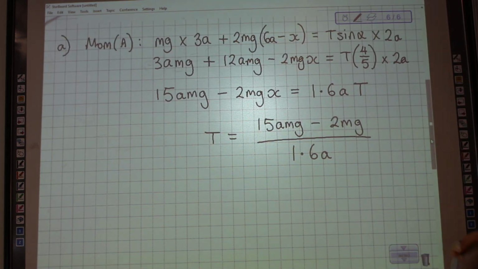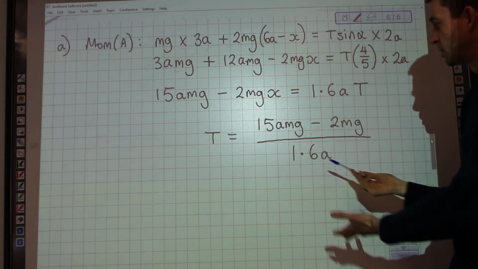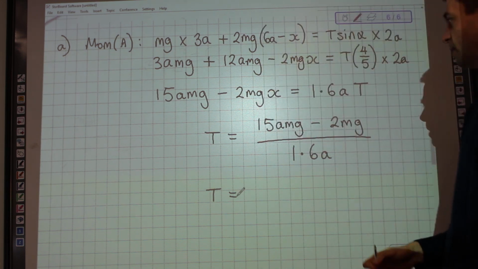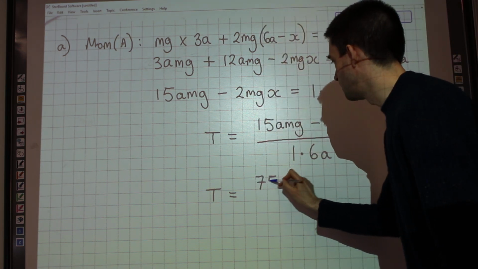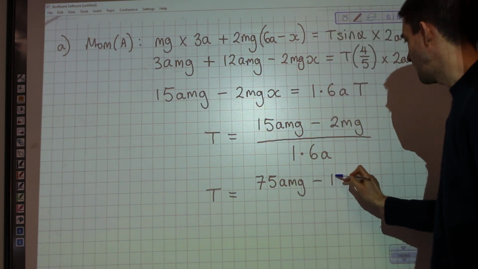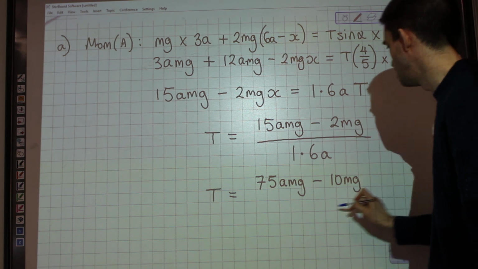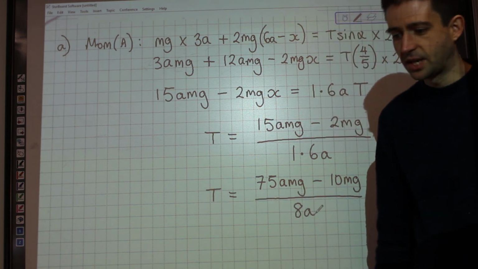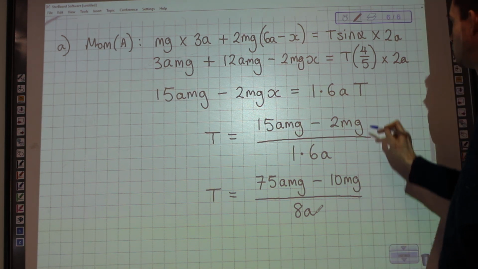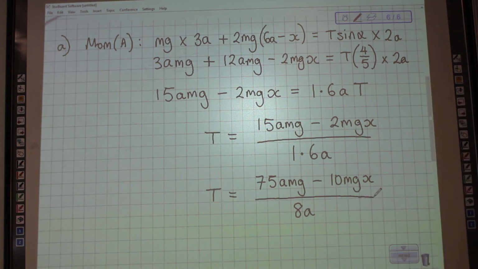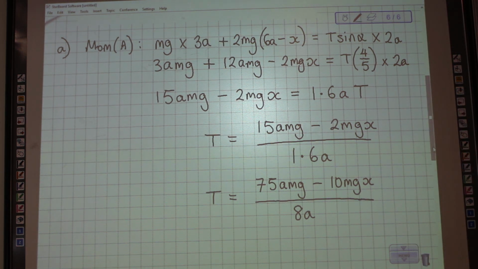Which is fine, but I don't especially like the fact we've got a decimal in the denominator of a fraction, so I'm going to multiply the numerator and the denominator by 5, which is going to give me (75amg minus 10mgx) all over 8a for my tension. Cool. Right, so moment equation done.